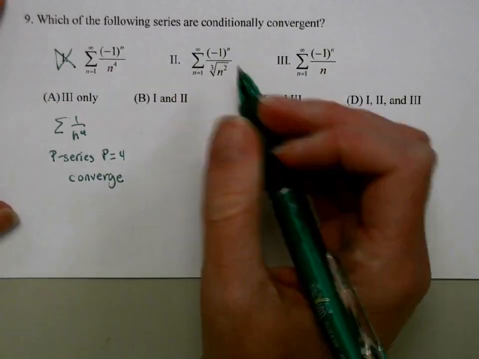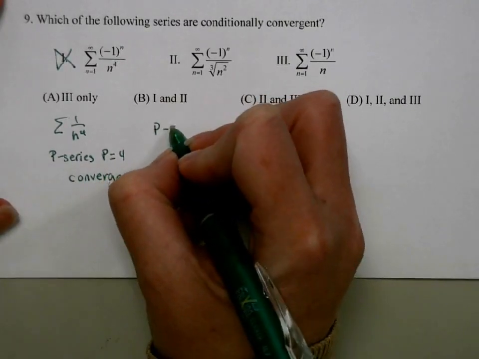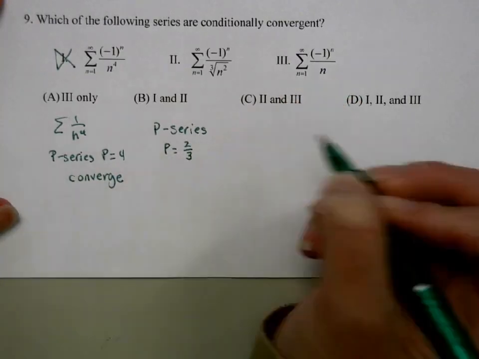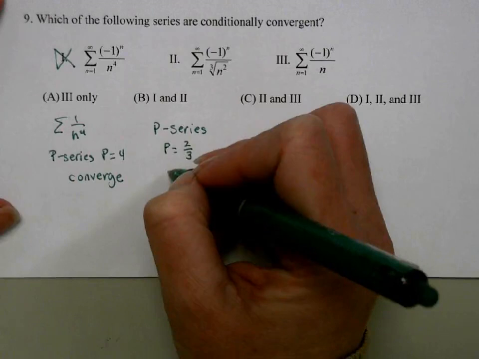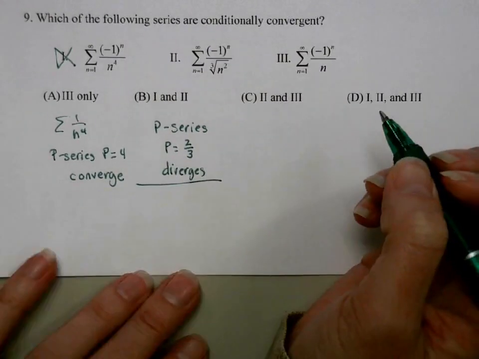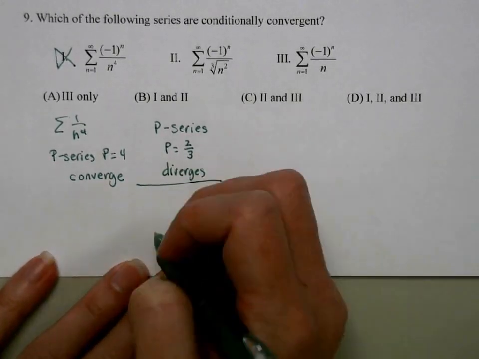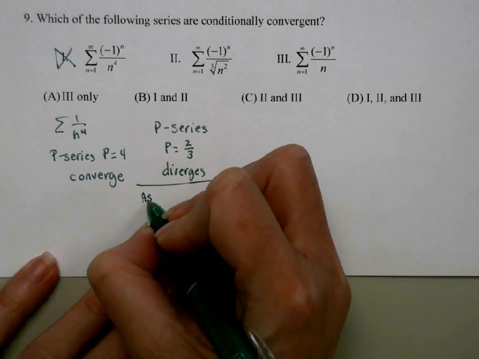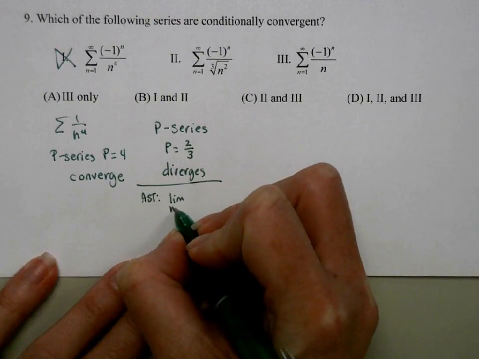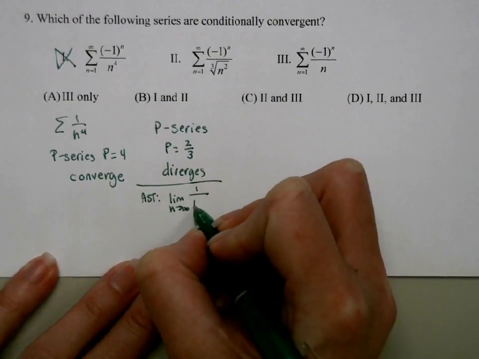This one is also a P series. This one's P value, however, is 2/3. Okay, if P is 2/3, that series diverges. Okay, so it passes, it's not going to be absolutely convergent. We want to make sure the alternating series also converges. So first looking at the limit as n goes to infinity. Okay, that's going to go to 0.